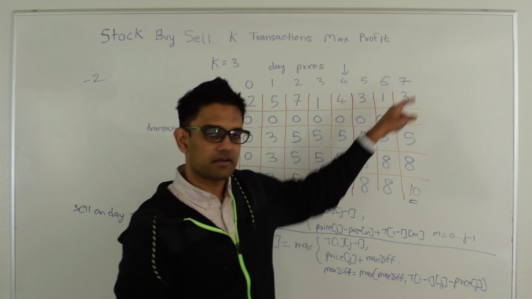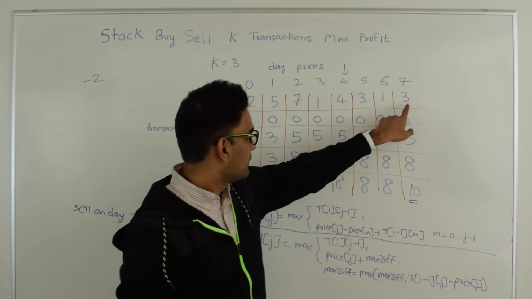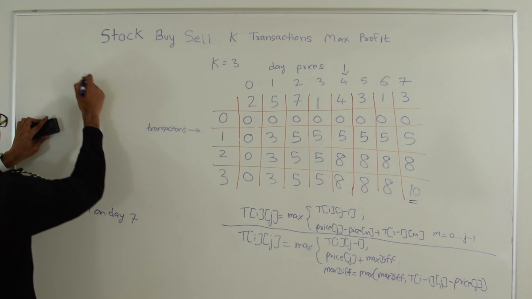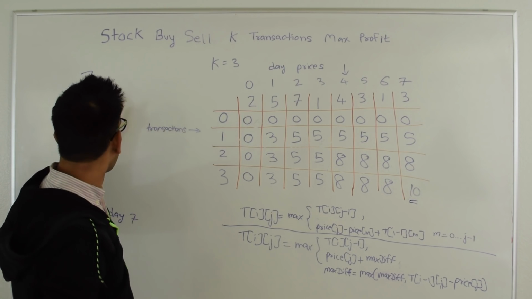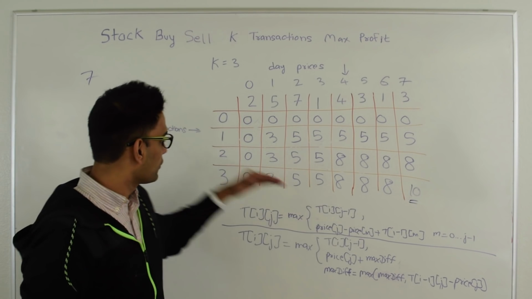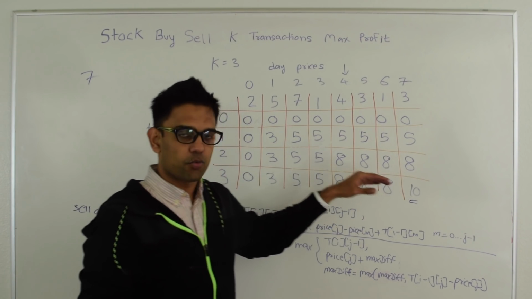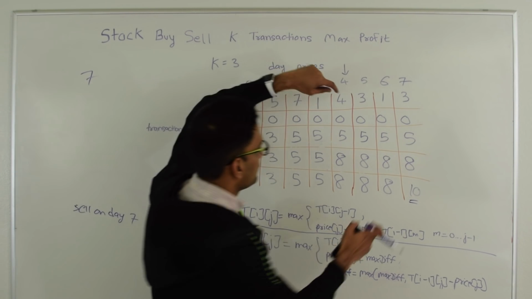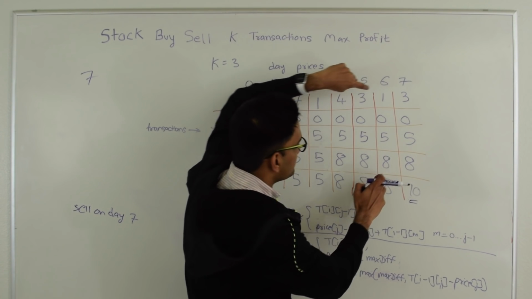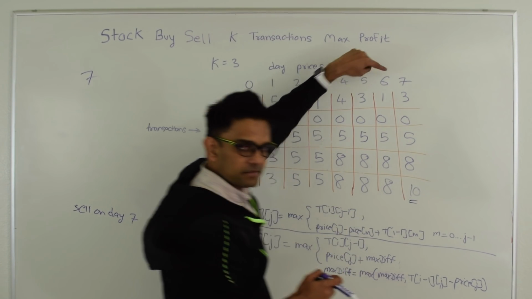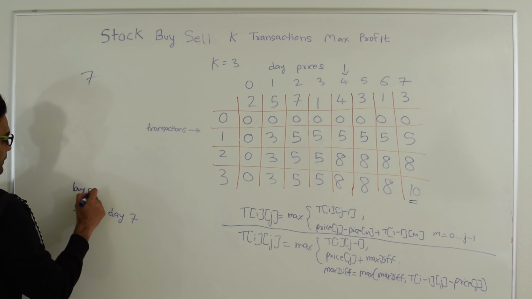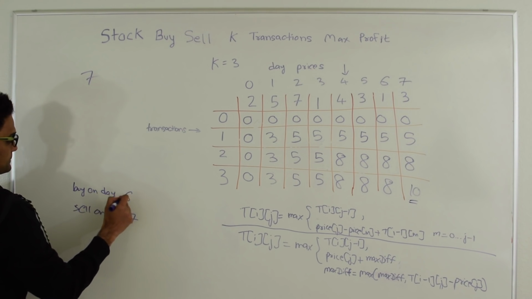If we sold on day 7, the total profit here is 10. We get a profit of 3 by selling on day 7, so we are left with 7. So how do we get the remaining 7 profit? Since we did one transaction on this day, we are going to look at the row above it and see how do we get a difference of 7. This 8 minus 3 is 5. This 8 minus 1 is 7. So this is the place, day 6, where we buy the stock. So buy on day 6.